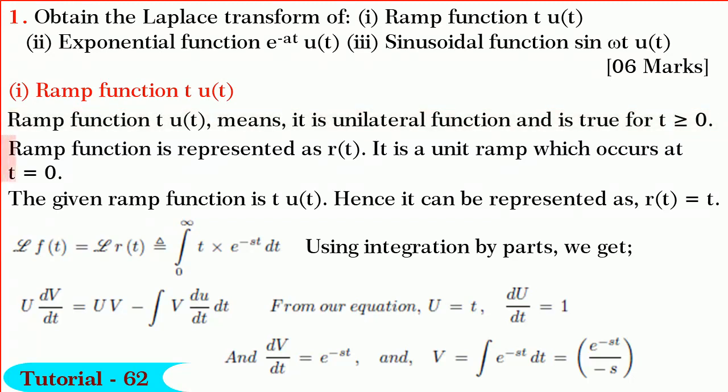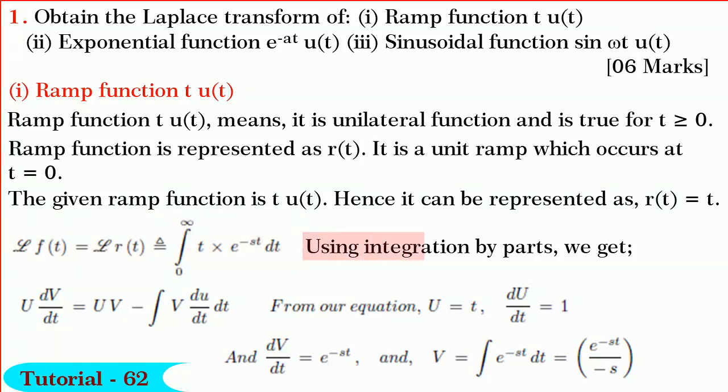Also, we know the ramp function is represented as r of t and it is a unit ramp which occurs at t equal to 0. The given function is t u of t, hence it can be represented as r of t is equal to t. We know by definition L of r of t is equal to integration 0 to infinity t into e to the power of minus st dt.